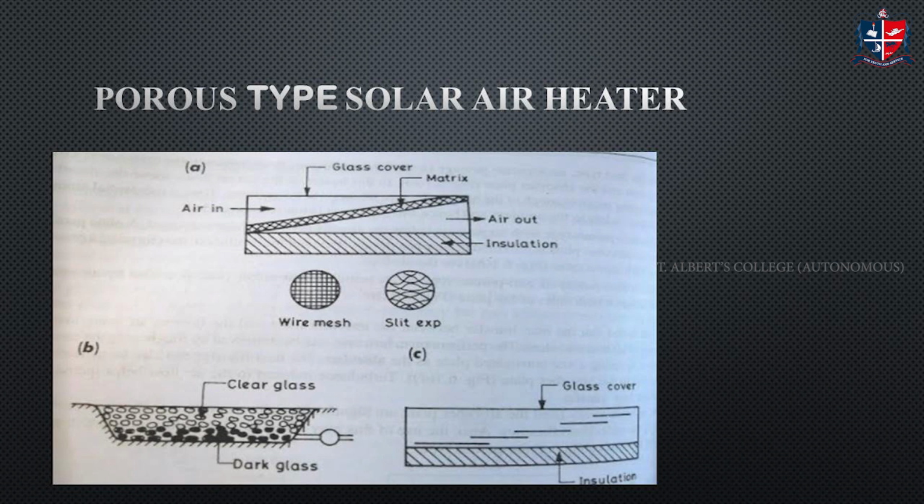Instead of wire mesh, there can also be a slit expander type. This means the design inside that metal can change. It needn't always be a mesh. It can also be slitted expanded metals. Okay. The next type is the clear glass and the dark glass. Clear glass and dark glass is the second type of porous absorber solar aerators.